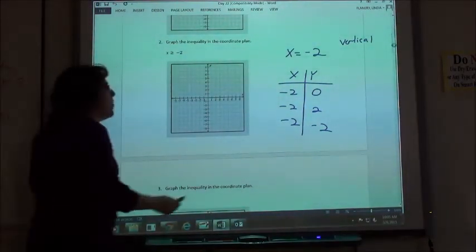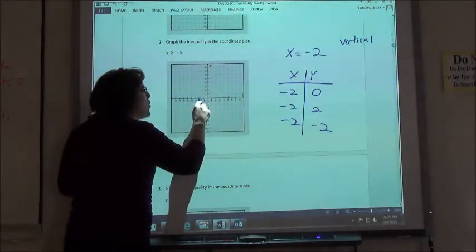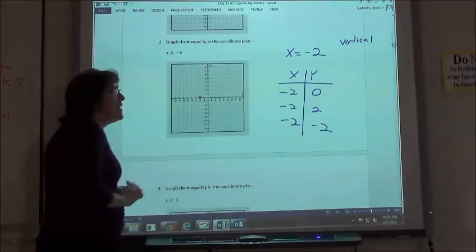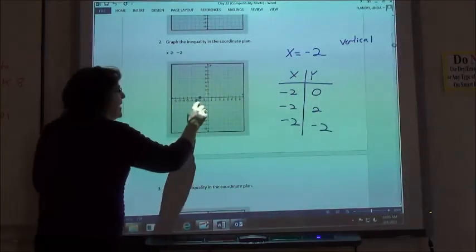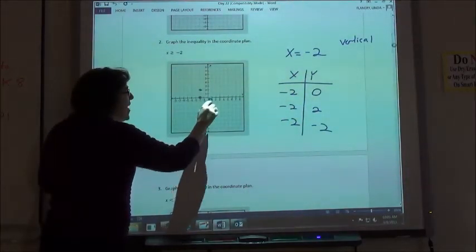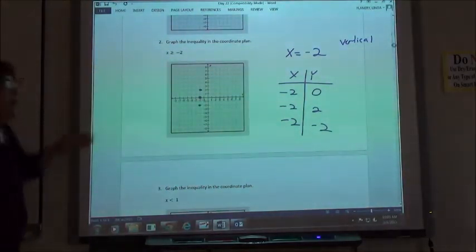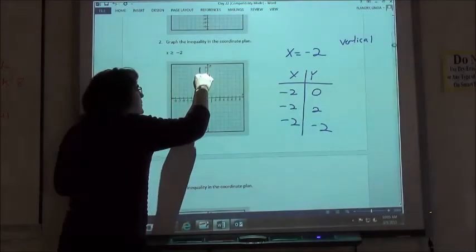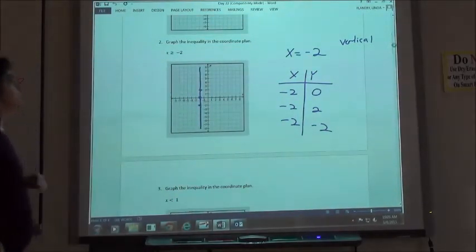Otherwise, if I just plot my points, (-2, 0) would be back 2 but up 0. It's right on the x-axis at -2. x equals -2. (-2, 2) would be above that. (-2, -2) would be below that. My dots should line up straight up and down and touch the x-axis at -2.